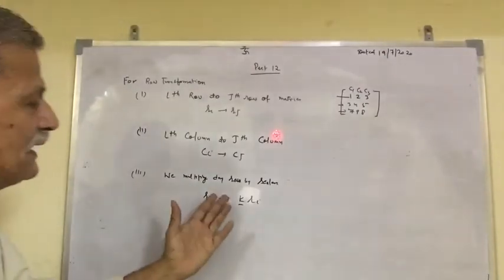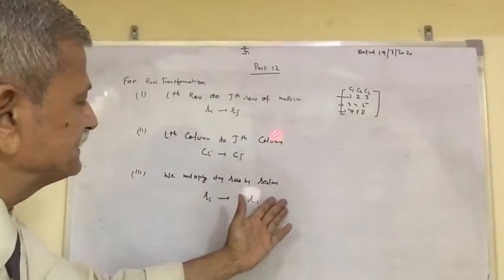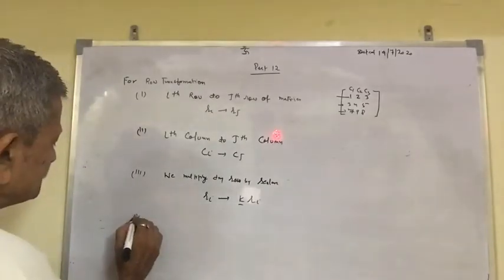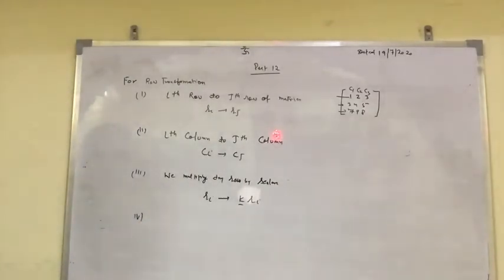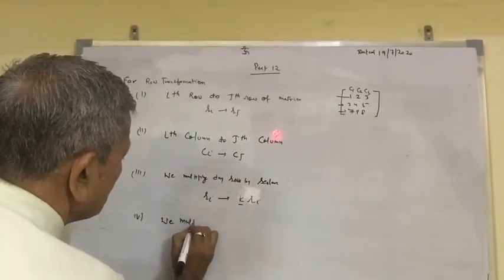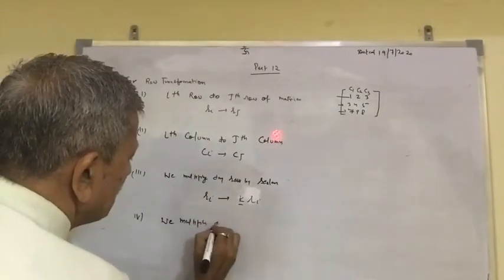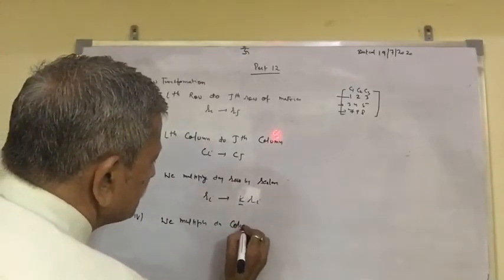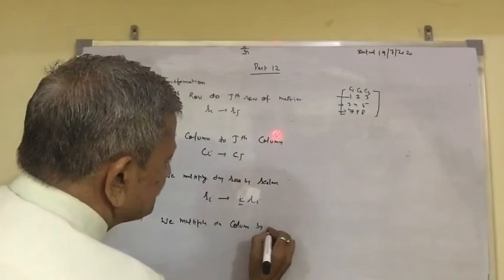So this is the third rule. We multiply any row by a scalar. And in the fourth rule, we multiply any column by a scalar.